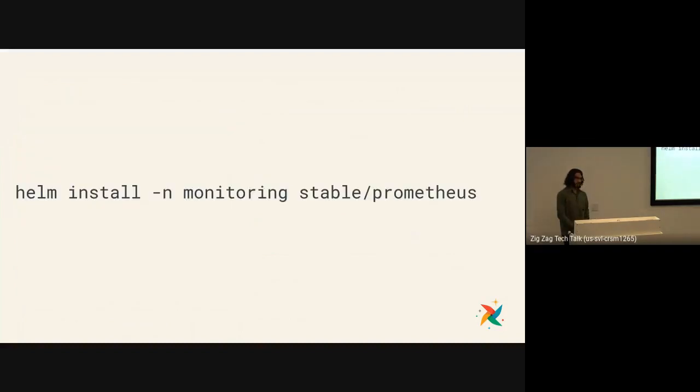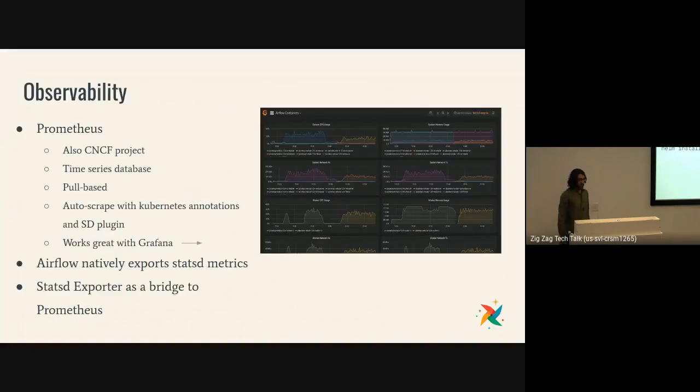So to solve that, we like using Prometheus. There's a nice stable Helm chart for Prometheus, so I'll do a Helm install for Prometheus. Prometheus is great because it's also another open source project. It's kind of one of the de facto ways to do monitoring on Kubernetes. It's a time series database that's pull-based, works really well with Airflow's native statsd, as well as with Grafana to get some metrics in real time.